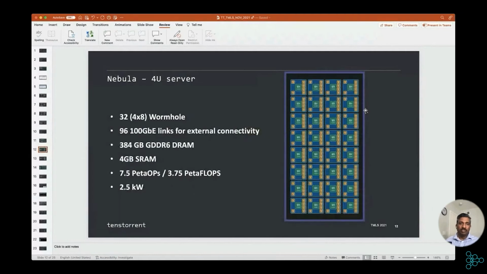So over here, you can see one of the configurations possible with our Wormhole module. This is what is called a Nebula solution. It's like a server solution where 32 Wormhole modules are laid out in a 2D mesh fashion, which gives 9600 gigabit Ethernet for external connectivity. And also it has 4 gigabyte SRAM with very good server class performance numbers.